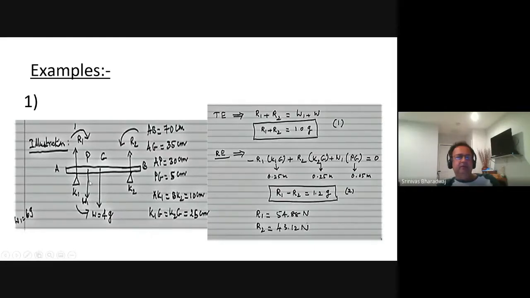So 6 times g, and the weight of the rod itself is 4 times g. Now that is balanced by the two normal forces R1 and R2. So now you have only two unknowns and you have one equation. Now you have to use a second equation using torque.